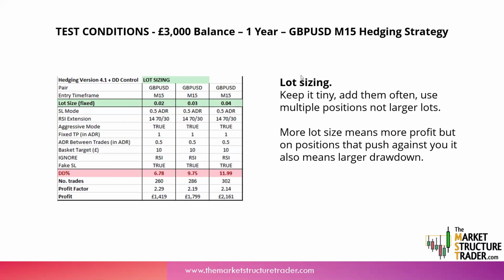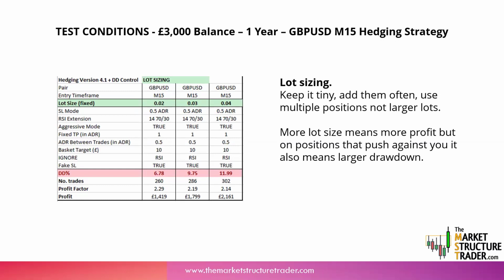Okay, so this is how lot sizing affects your entries. If you went in with a 0.02 with your entries, you would be half as much in drawdown as if you went in with a 0.04. So they make a massive difference to the drawdown that you could see on your account. So we need to keep these as small as possible.